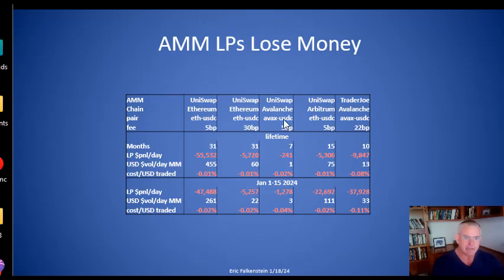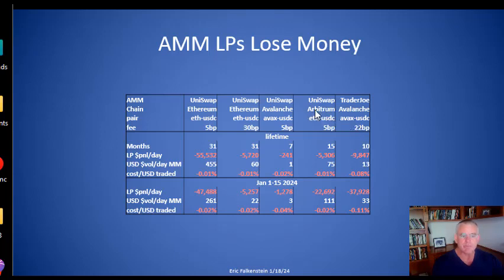They have one on Avalanche, a new one, and it's basically doing no volume at all. Trader Joe is on Avalanche. It's slightly different than Uniswap, but not significantly. It's more just cosmetic, but that's the best place to trade AVAX against USD.